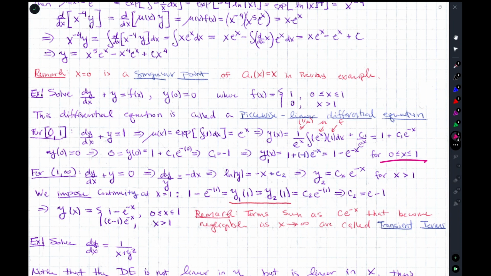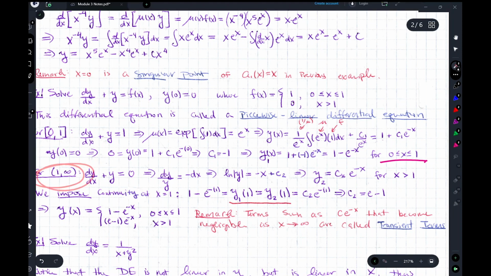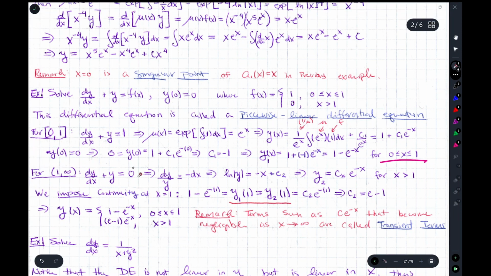All right, so let's look at the other interval where f is defined, which is for x greater than 0. So we're going to look at this interval here. And now f of x is just 0 there. So notice the contrast between the differential equation here for this interval, and the differential equation here for that interval, okay? Now we're looking at this.